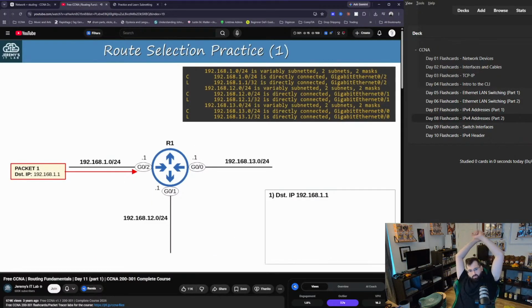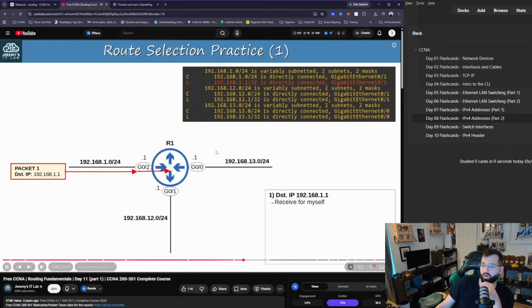And what will it do with the packet? If you want, you can pause the video now to think about the answer yourself. We have to find the most specific matching route in the routing table. This first packet is destined for 192.168.1.1, and when R1 checks its routing table, it will see that the most specific match is this one, to 192.168.1.1/32. It is a local route, so R1 will receive the packet for itself.